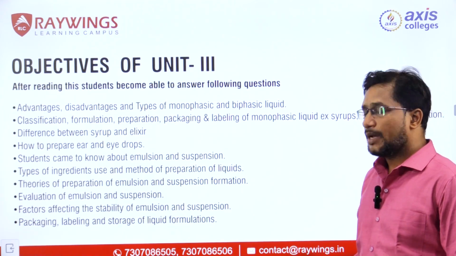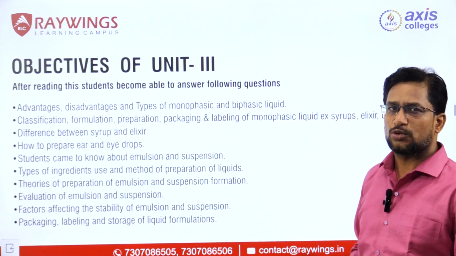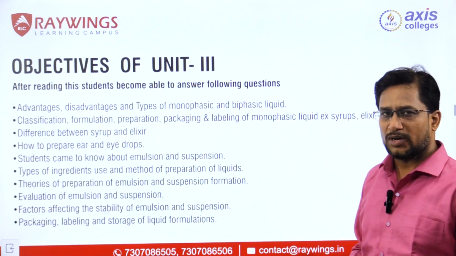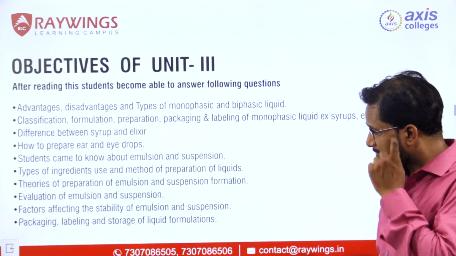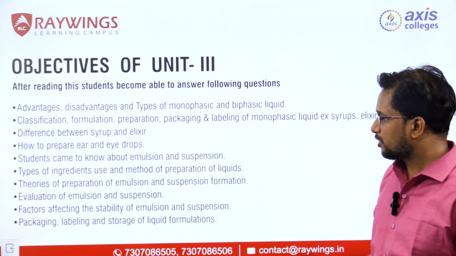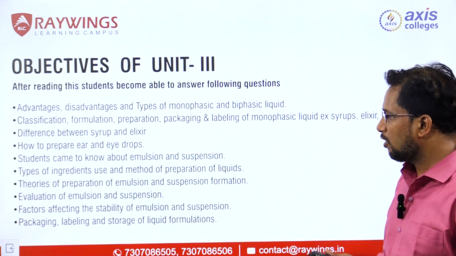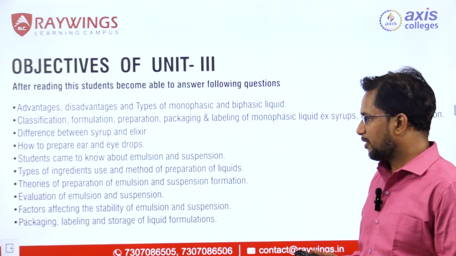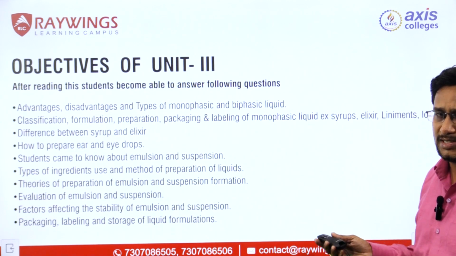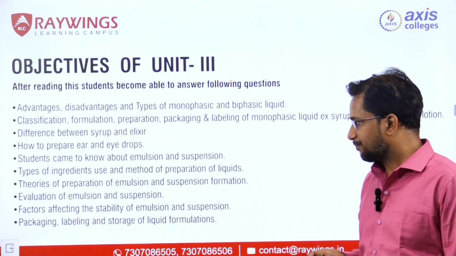Students come to know about emulsion and suspension, the most important biphasic dosage forms. In emulsion, there are two phases, oil and water, and in suspension, there are two phases, one is solid and the other is liquid. In this unit third, students also come to know about the types of ingredients used to prepare both types of monophasic and biphasic liquid dosage forms. They come to know about the theories and methods of preparation of emulsion and suspension and other liquid dosage forms. They come to know about syrup, elixir, solutions, their formulations, evaluations, packaging and storage.